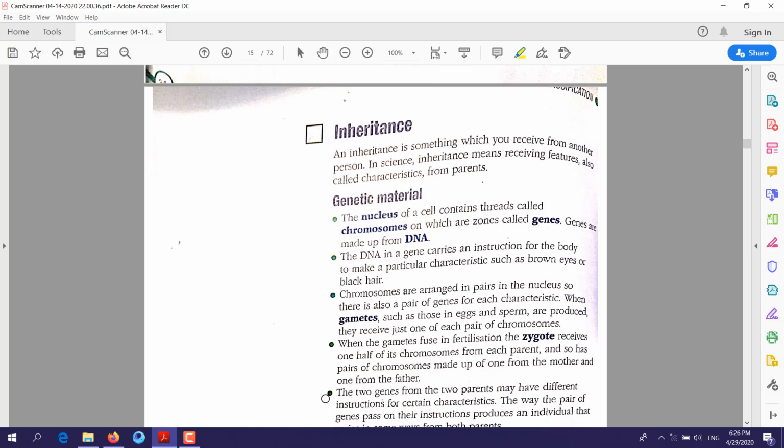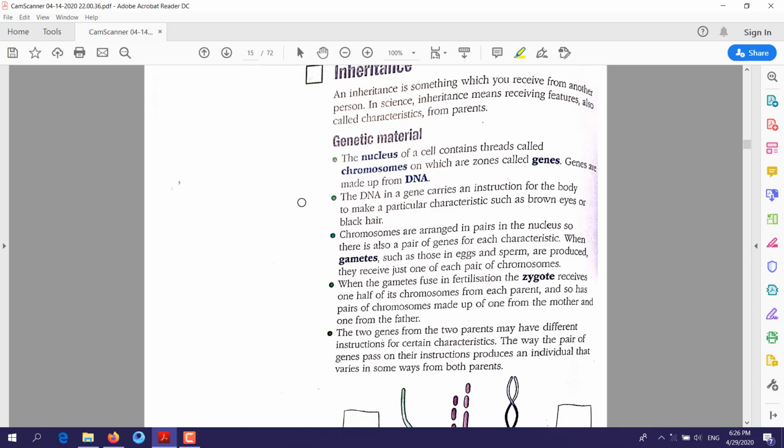Inheritance. What do we mean by inheritance? It is the passing of traits from parents to offspring. As we know, all of us share some characteristics with our parents. How and why this happens is what is meant by inheritance. We inherit some of these traits from our parents. How does this process happen? Firstly, we should be familiar with the genetic material.